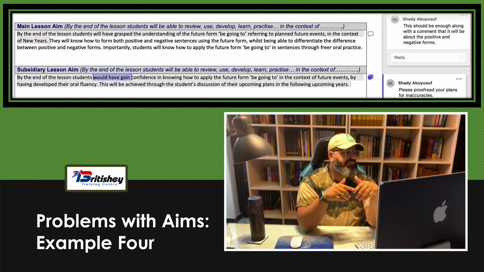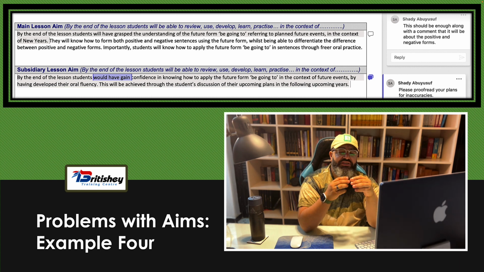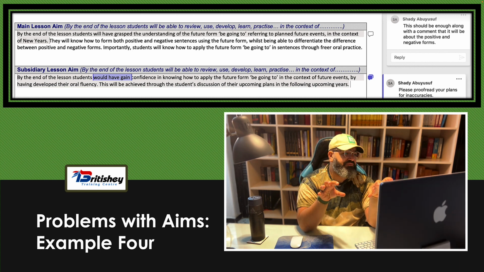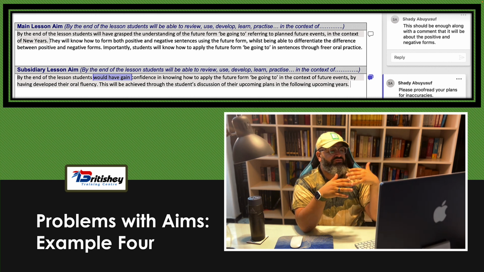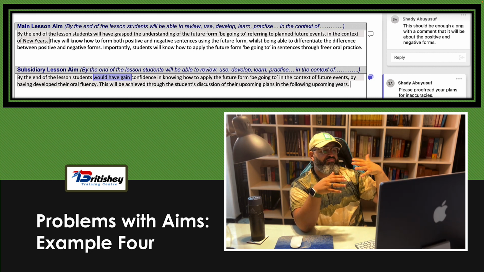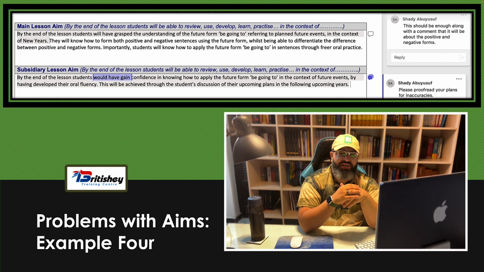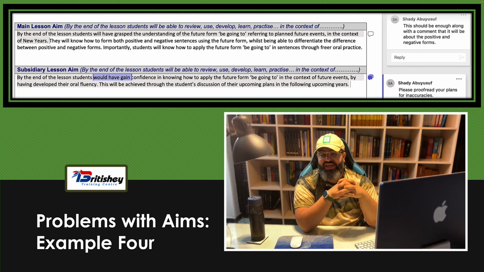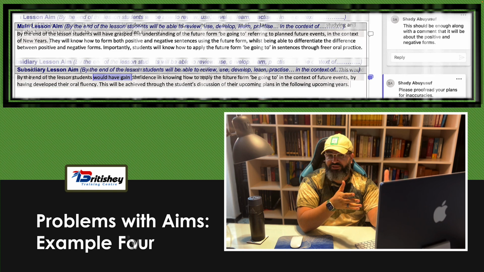And then he said, by having developed their oral fluency. Oh, so this is now speaking. So it's confusing the way he's written. So I believe this writer should have said to provide the students with practice in speaking about blah, blah, blah. And he would get the information from the activity he has in the course book, and he would add also the context, and that's it, end of story. But this is too much.